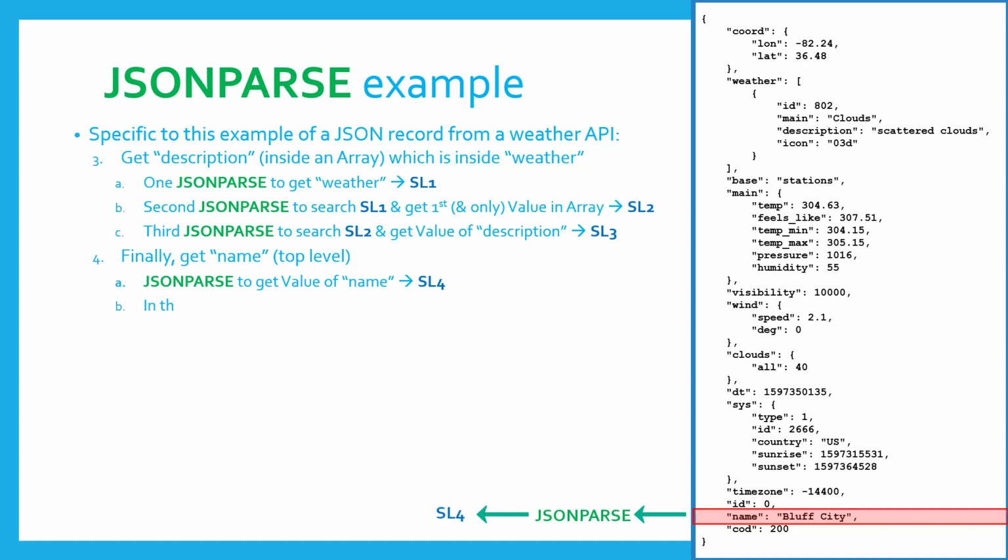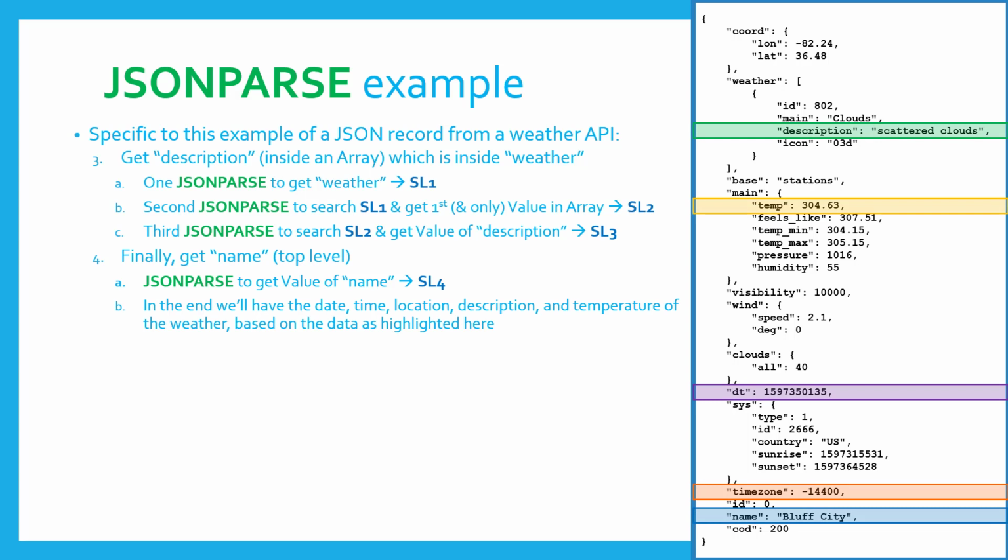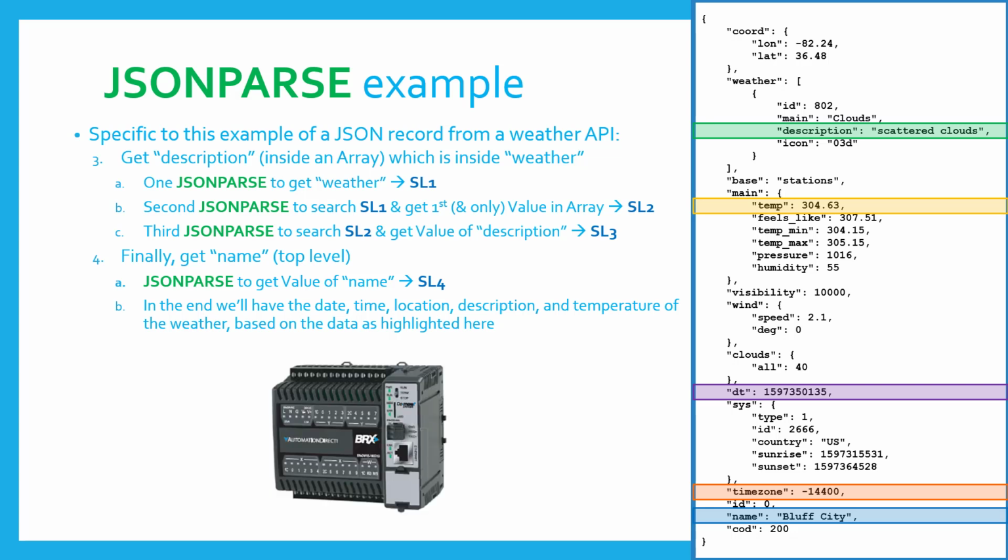In the end, we'll have the date, time, location, description, and temperature of the weather we ask for using the data highlighted at the right. All stored in memory locations and properly adjusted so that we can make use of it in our BRX PLC. This will be used to make our weather report. Once we have that report, we could, for example, send it in an email to some interested party, or whatever.